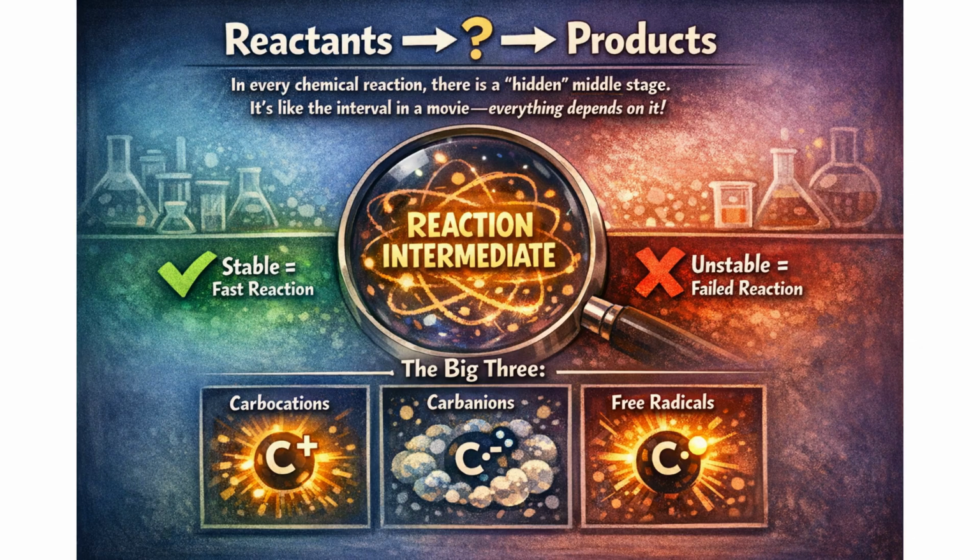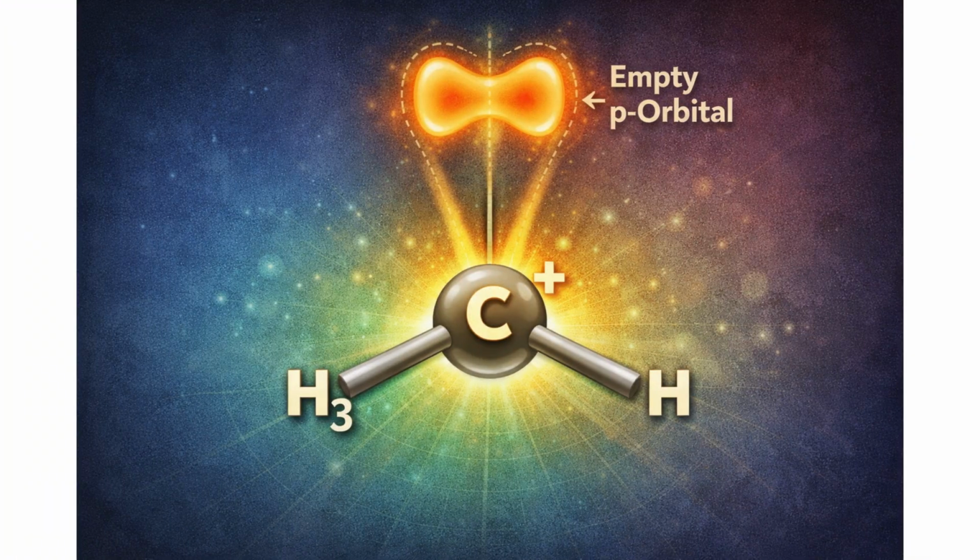If the intermediate is stable, the reaction is fast. If it's unstable, the reaction fails. Today we'll master the big three. These are carbocations, carbanions, and free radicals. Let's dive in. Meet the carbocation.